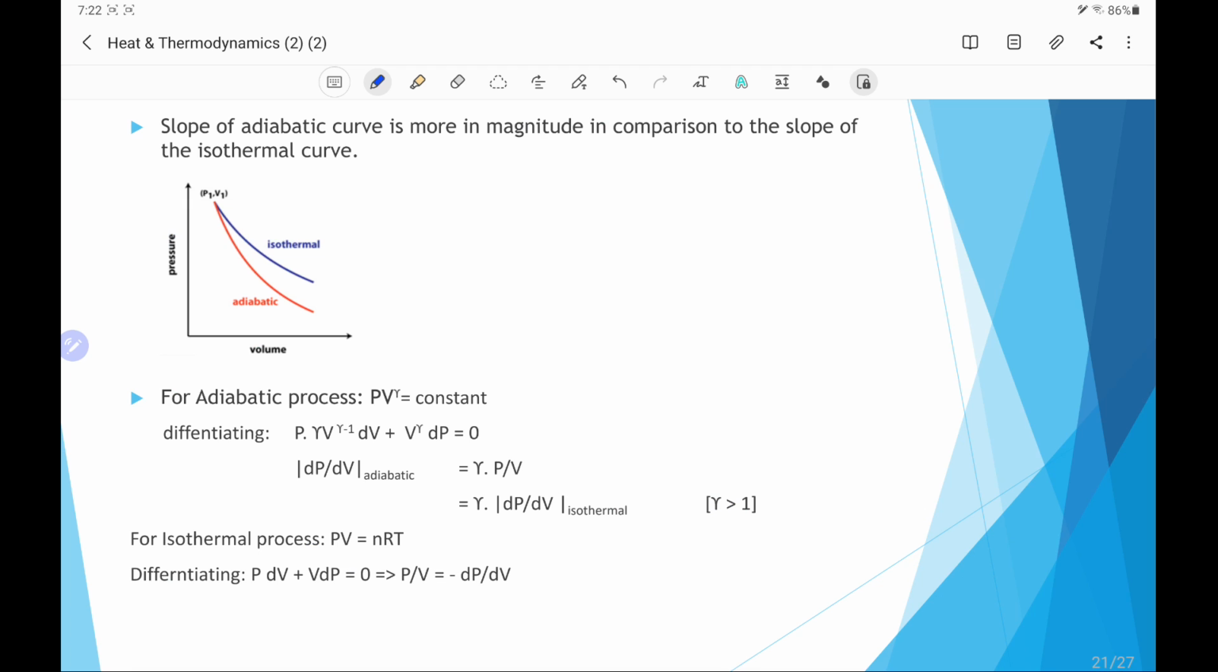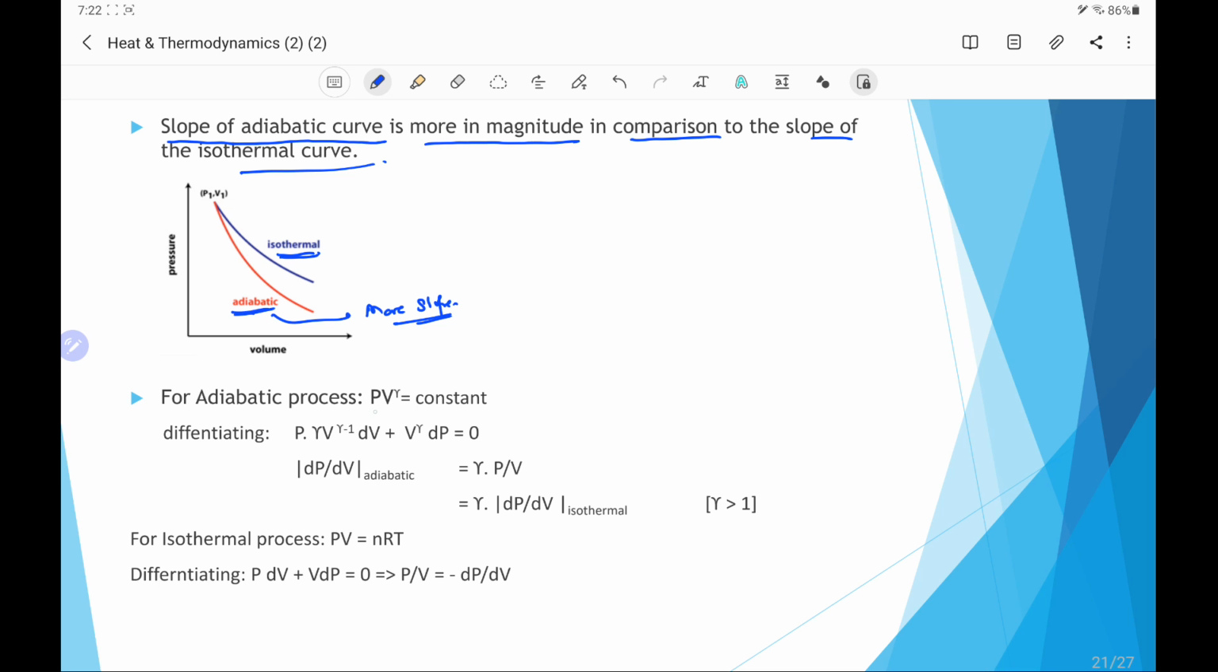If we compare the graph of the isothermal and the adiabatic process in respect of their pressure-volume graph, we see the slope of the adiabatic process is higher, while the slope of the isothermal process is lesser. Here we have written that the slope of the adiabatic curve is more in magnitude in comparison to the slope of the isothermal curve. Many times a question is asked on the basis of this graph. Therefore, we should remember that lesser slope means isothermal, and more magnitude of the slope means the adiabatic process in the PV diagram.